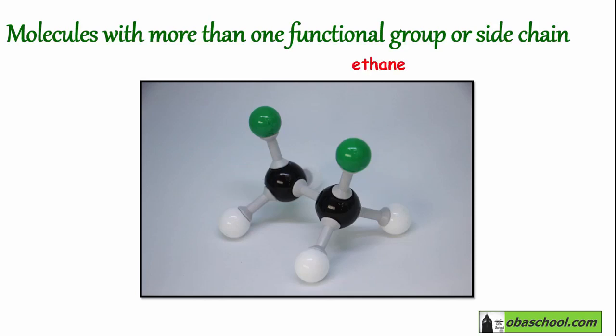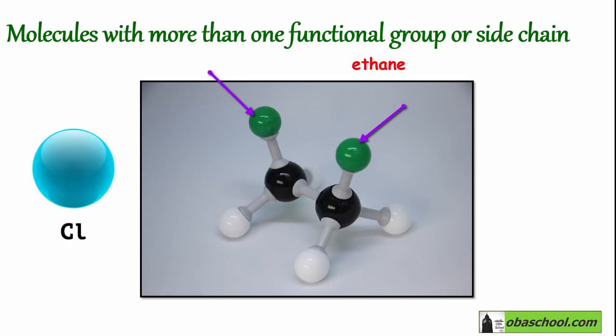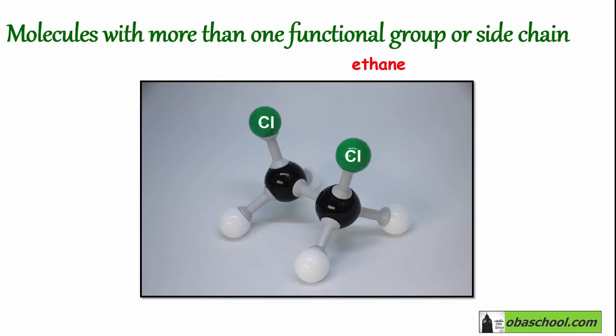However, these are not all hydrogen atoms. The hydrogen atoms are in white, and those in green correspond to a halogen. Let's say, for example, these are chlorine atoms. So we have 2 chlorine atoms bonded to 2 carbon atoms in the molecule of ethane. So the name of this molecule will be 1,2-dichloroethane. So let's examine this name carefully.